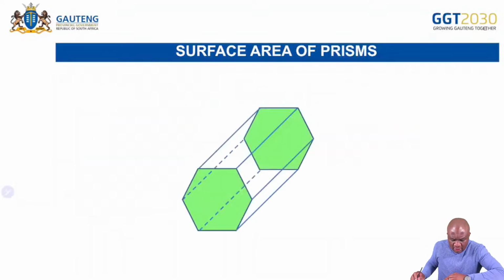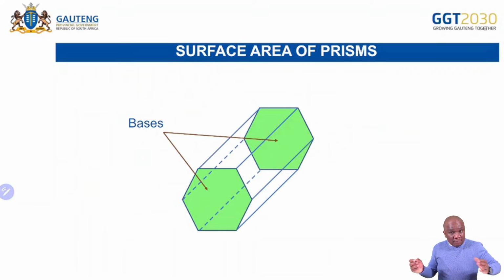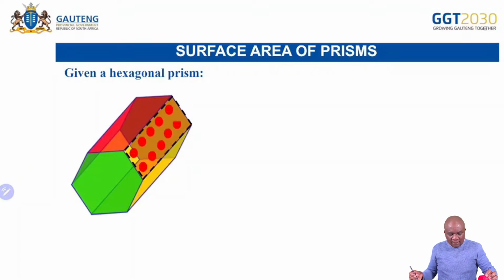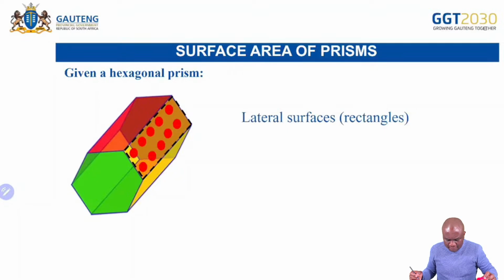Now these are the bases. We've talked about that. We need to re-emphasize that. And then the lateral faces. Now these are the rectangles, the rectangles that join the bases. So these are the lateral faces. In this 3D object, there'll be 6 of them. These are the lateral surfaces.